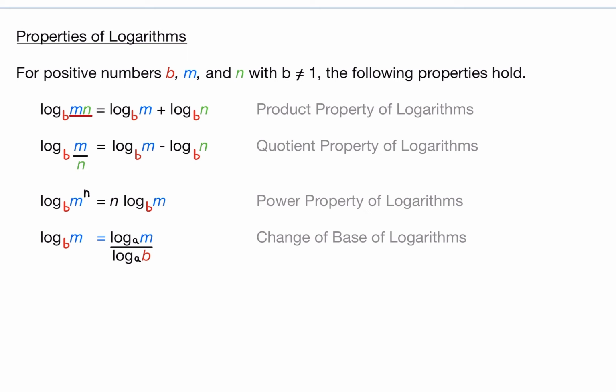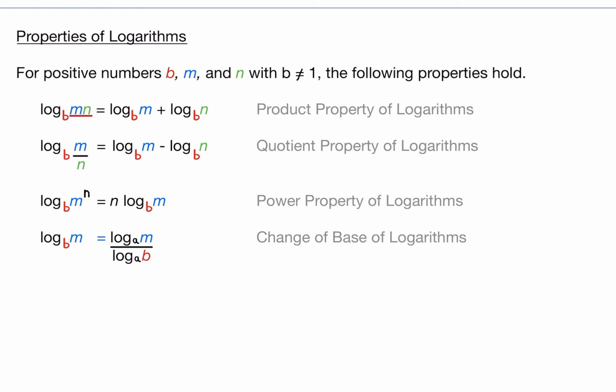Similarly, if you take a look at the second one, the quotient property of logarithms, we see that the log of m over n base b is equivalent to the log of m base b, so this is the numerator part, minus the log of n base b. So when we have a quotient, or a fraction in this case, m over n, it is the same as the log of each of those with the same base, with a subtraction in between.